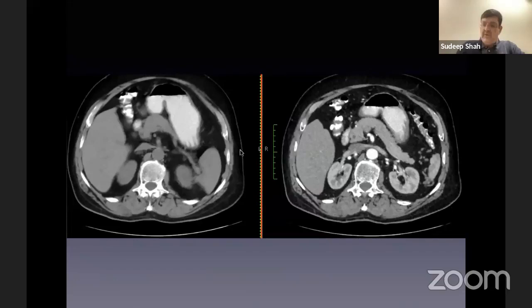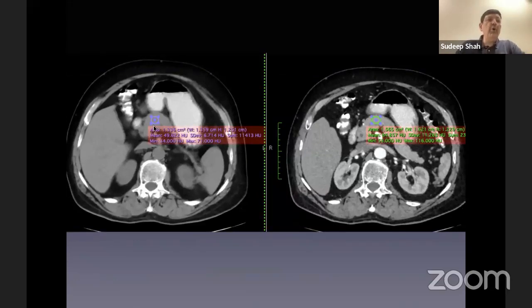Tissue enhancement is very important and that can be easily measured. For example, all you have to do is put a little area here. It tells you that in this area the mean Hounsfield units you're looking at is about 49, with a minimum here and a maximum here. Once you've given arterial phase contrast, the mean has gone up to 84, showing that the tissue is perfectly enhancing as the normal pancreas would do.